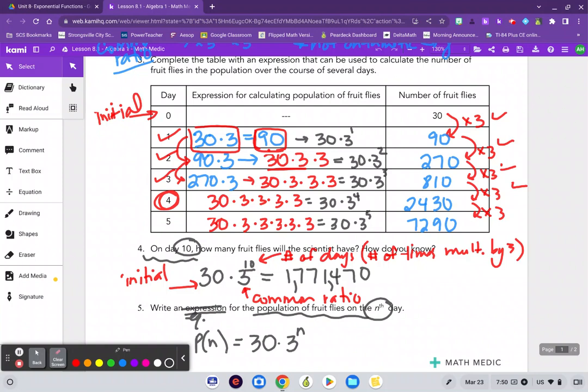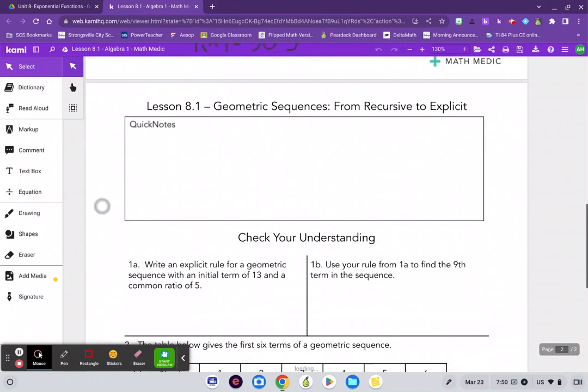Okay, so it looks like we have a geometric sequence. I'm multiplying by the same number each time. And I can turn that geometric sequence into an equation. And so let's talk a little bit more about that. Let's go over here to our quick notes.